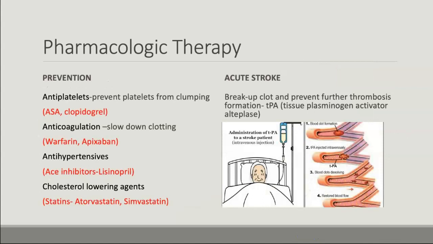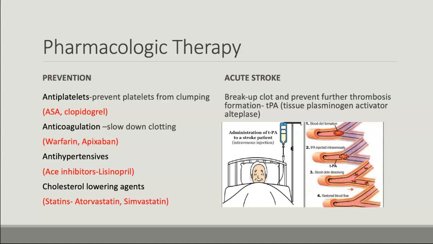Pharmacological therapy, very much similar to perfusion when we talked about coronary artery disease. So aspirin, Plavix as your antiplatelets, warfarin or Eliquis or some kind of blood thinner for a person who has atrial fibrillation.